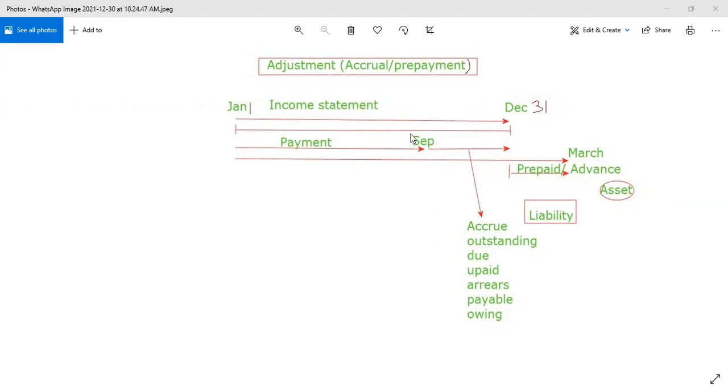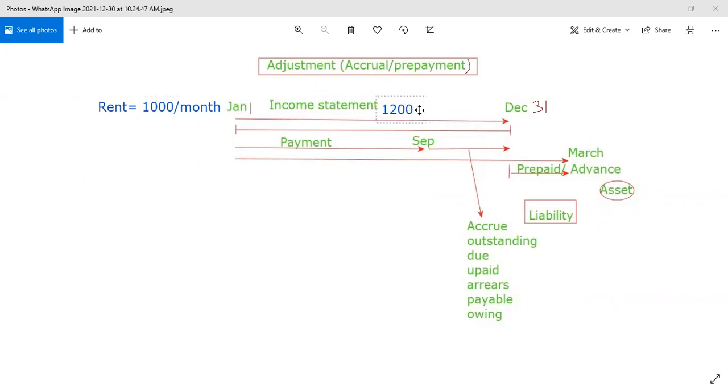For example, let me show you here. Suppose rent is 12,000, that is 1,000 per month. That actually means that the total for 12 months of the year would be 12,000. So this is the amount you have to pay during the year.